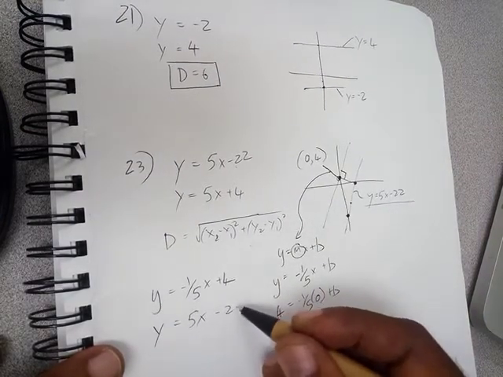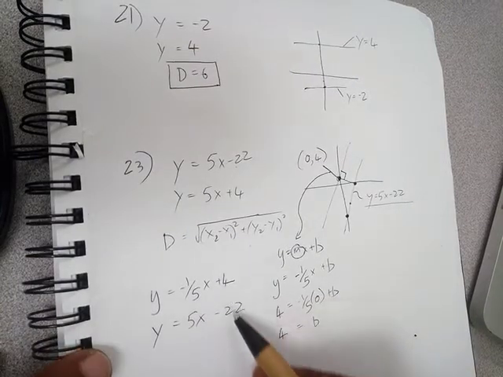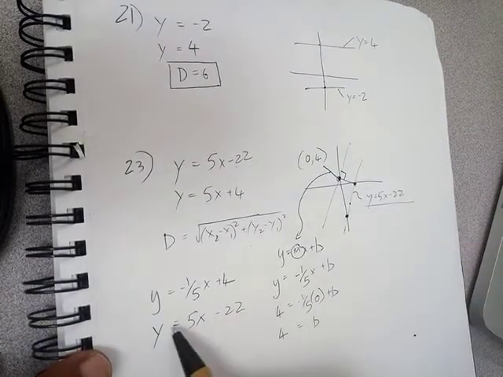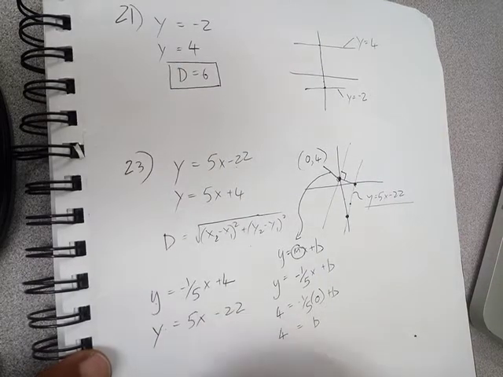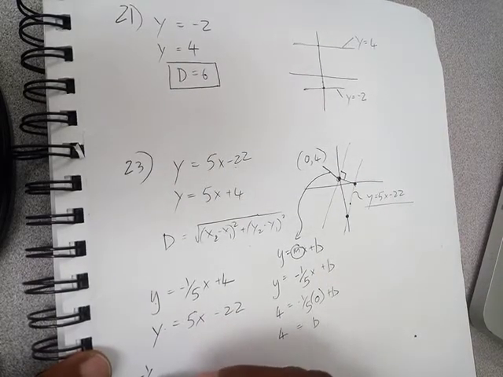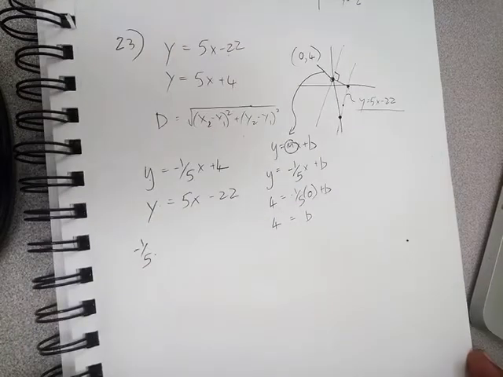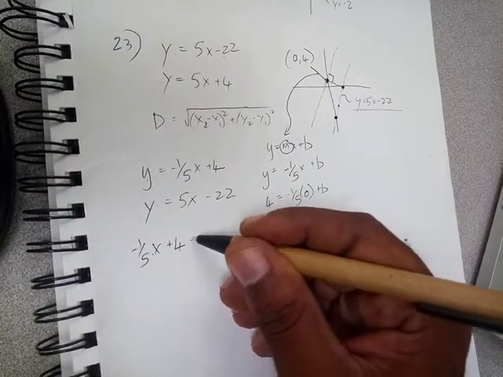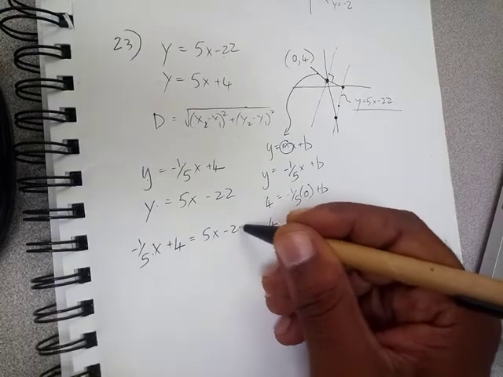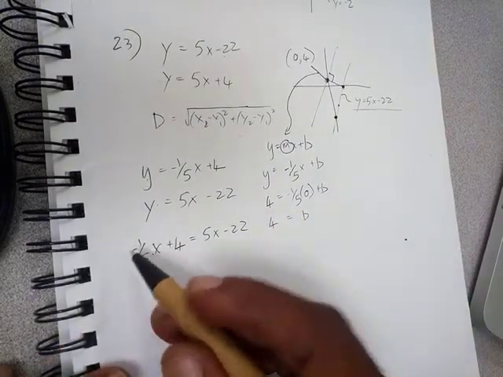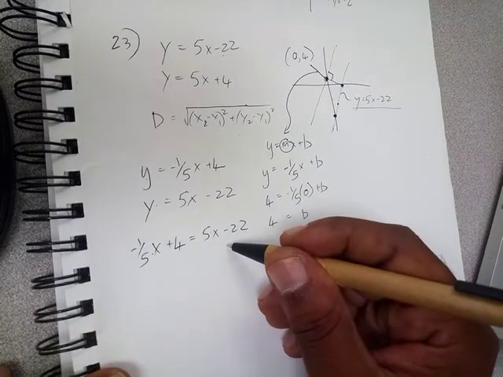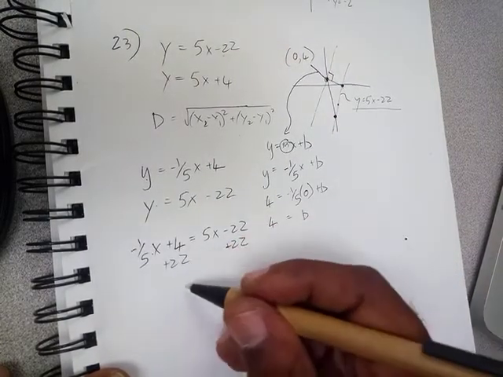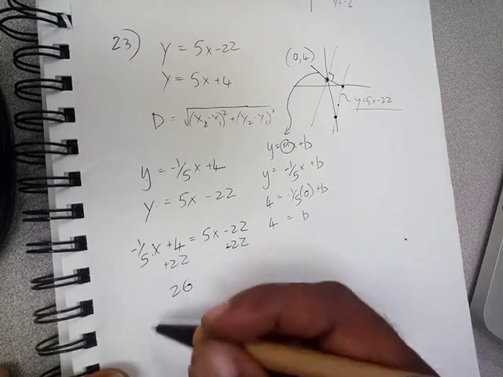I'm trying to find out where this line intersects with the second line, where y equals 5x minus 22. When do these intersect? Well, it intersects over here, but where's over there? Let's set these two y's equal to each other. So -1/5 x plus 4 has to be equal to 5x minus 22. Get all of our x's on one side, all of our numbers on the other side. Add 22 to get rid of the subtraction of 22. I now have 26.